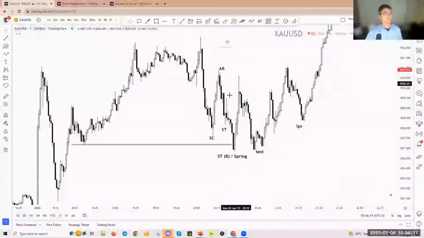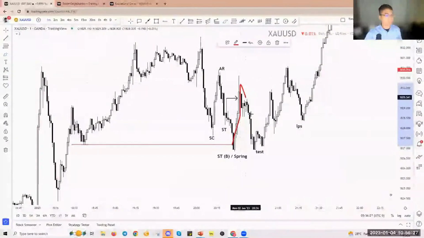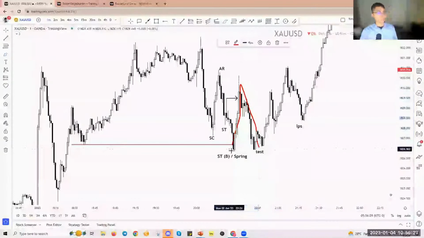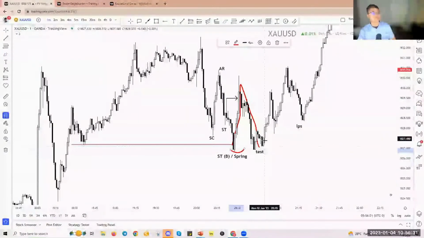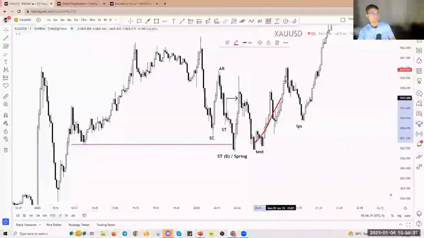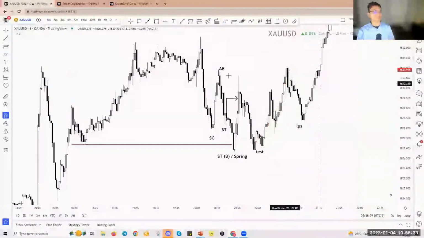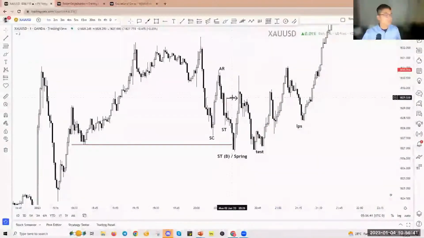Okay, got it. Price broke the ST, as we've seen right here. Then price came back down, forming a test, but it did not break the secondary test B. That's why this area is respected. Next, price moves up and breaks the test area. So the test got broken.